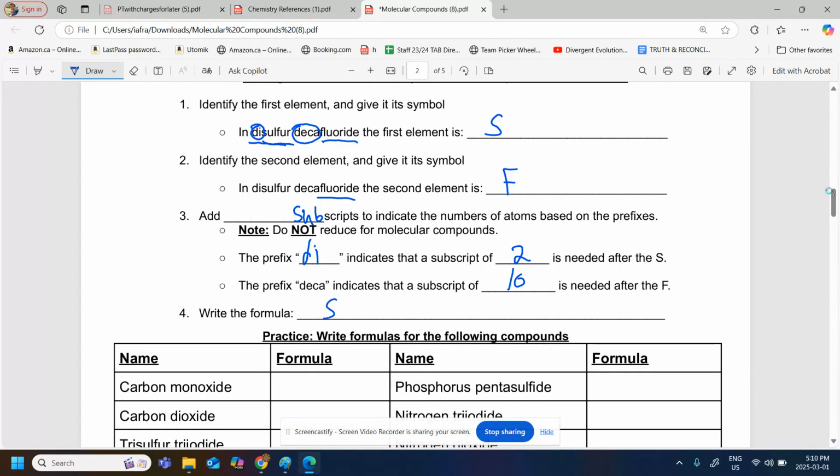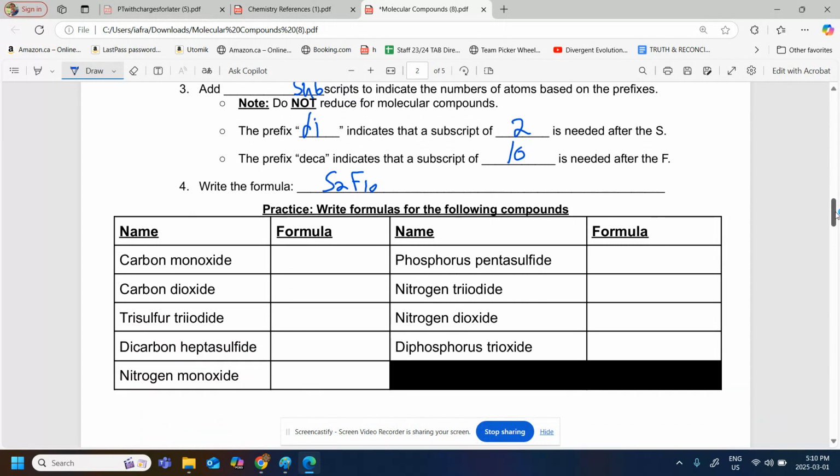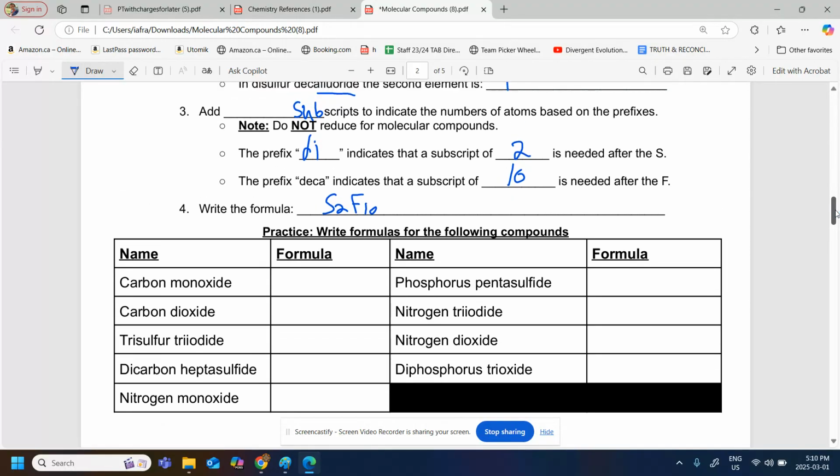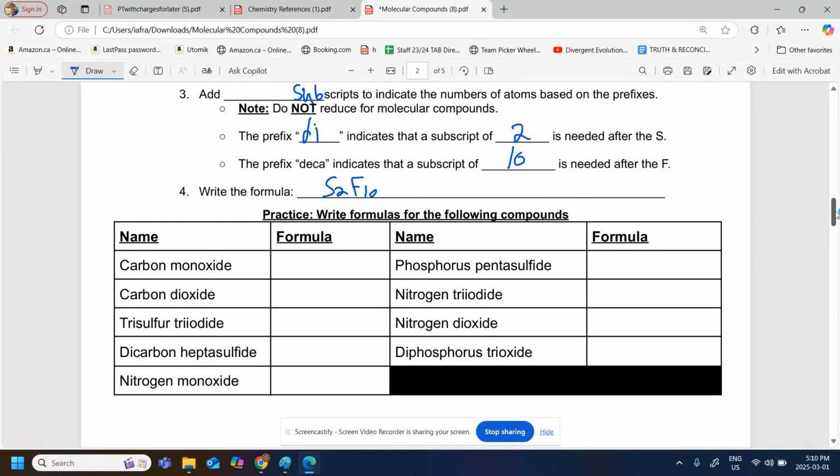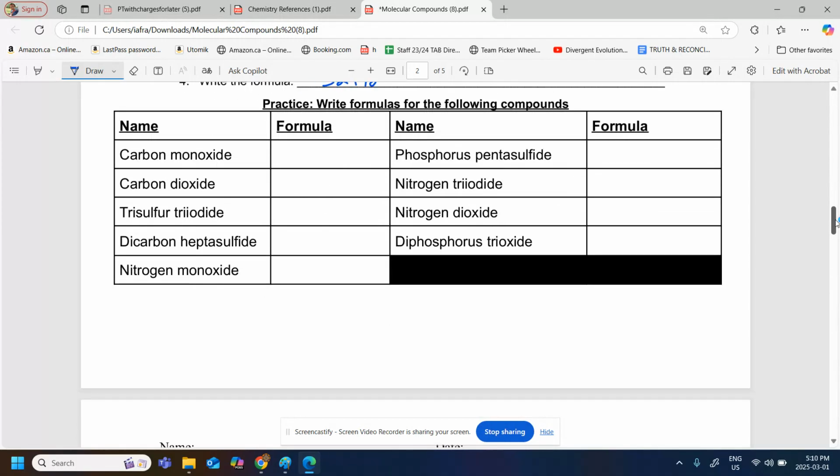So we have S2F10. There's no crisscross, there's no reducing, you just write what you see essentially. That's it. Much simpler than ionic. The trick is remembering not to make a mistake in thinking it's ionic. So let's go ahead and try this out. Pause the video, then try it yourself, and then afterwards unpause and check your work.